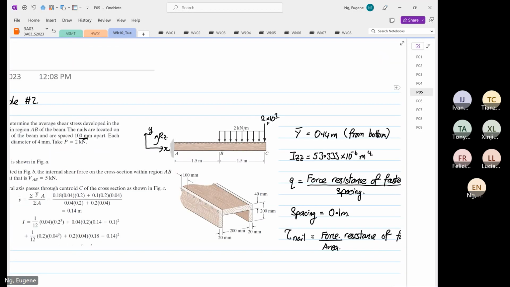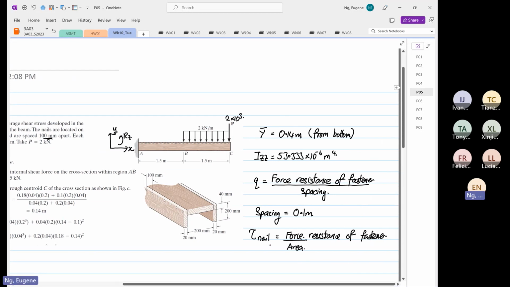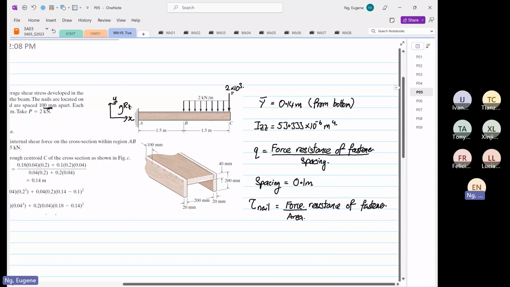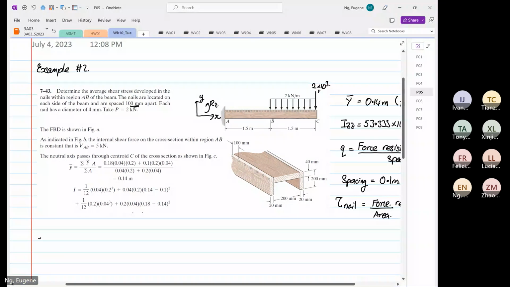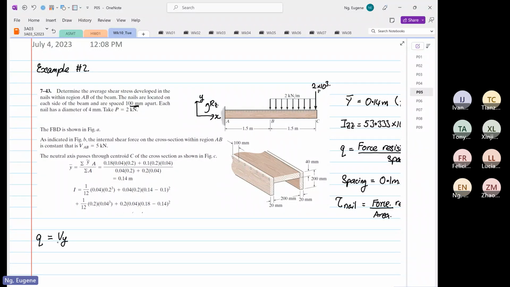So now we have to calculate the force resistance of the fastener. So we have to determine q, right? q is equal to Vy over Izz times Qz. So let's look at Vy. Some of you I know will have issues with Vy. So we are going to look at the highest value of the shear force.